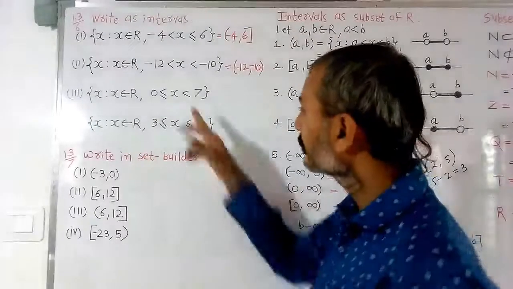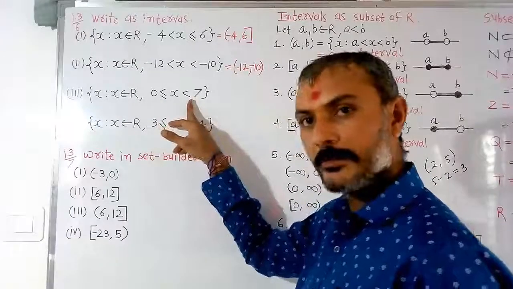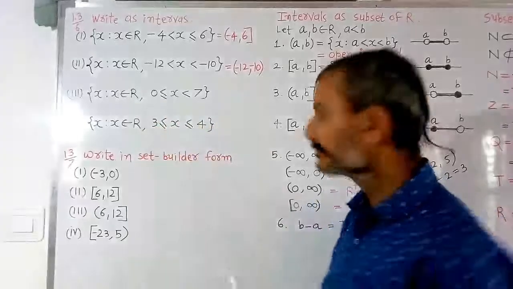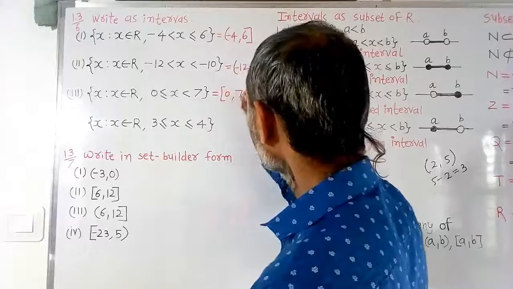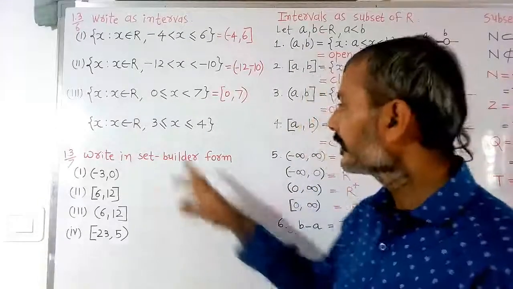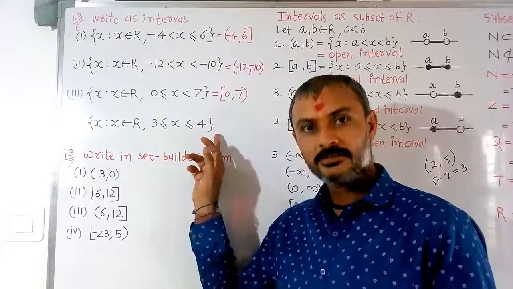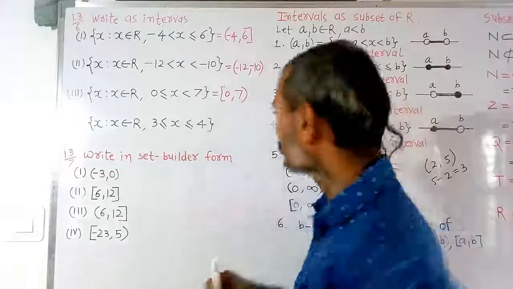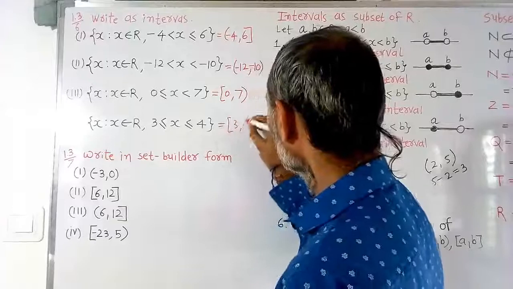Okay. Then here this is less than or equal to, and this is only less than. So we have to write here closed and here open. This equals closed 0 to open 7. Okay. Then here both are less than or equal to. So what do we have to write? Both sides closed. So closed 3 to 4.